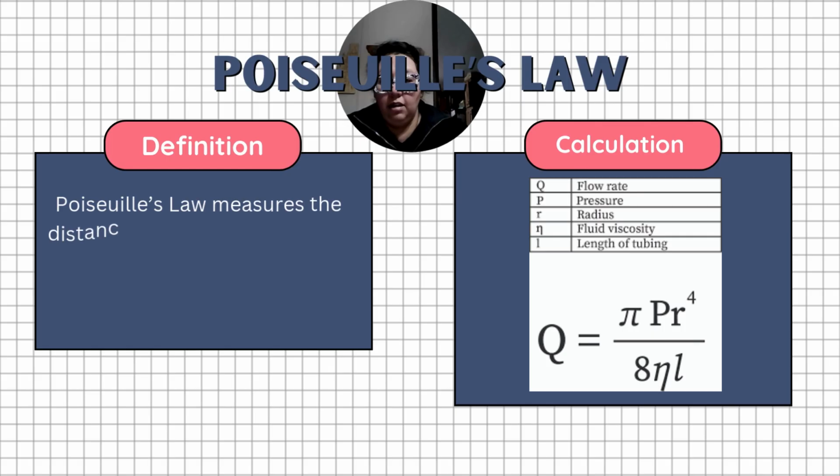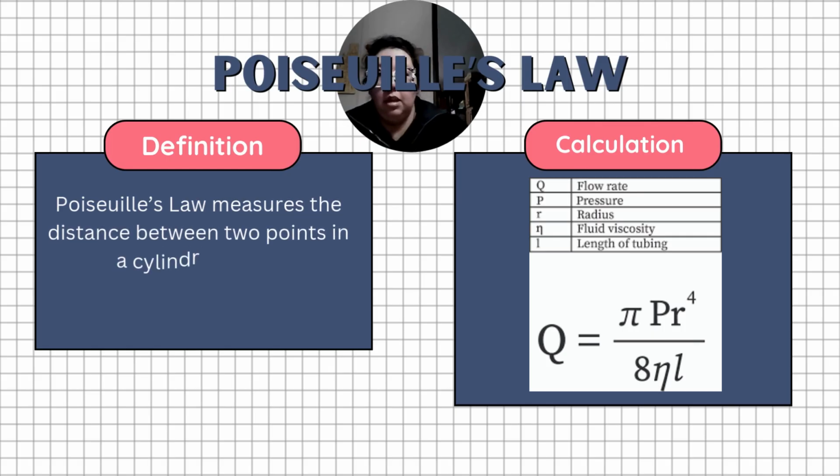Poiseuille's law. So Poiseuille's law is a law that Poiseuille made because he discovered it. It measures the distance from point A to point B in a cylindrical pipe, which is what it's referring to in our arteries and our veins, because they are pushing blood flow from one side to the other, from the right side of our heart to the left side of our heart. Here's the calculation for that.